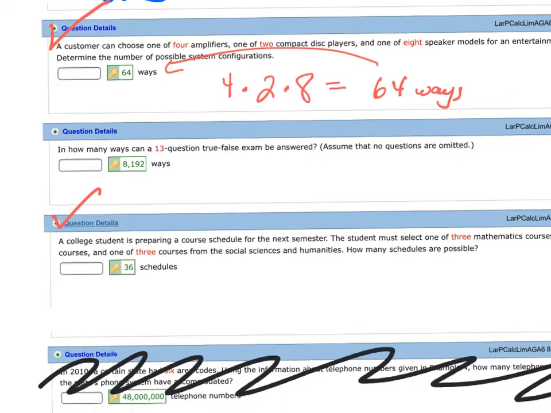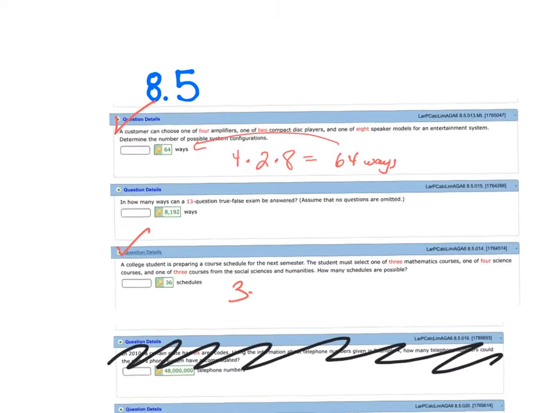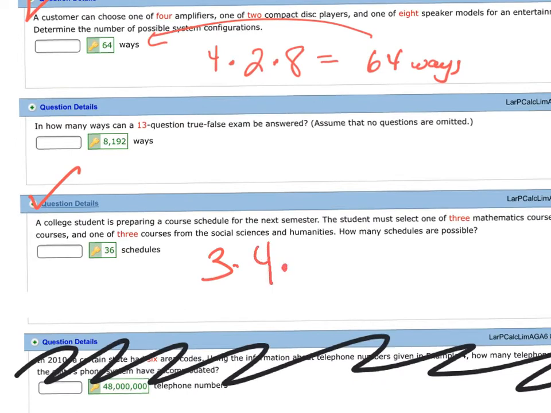Here, when you are preparing your school schedule, they give you different categories, and you can pick a certain amount of things from each category. You have 3 math courses, 4 sciences, and 3 humanities. You just multiply those together. 3 times 4 is 12, times 3 is 36. That's how they got those 2 answers. Questions about that? No questions.